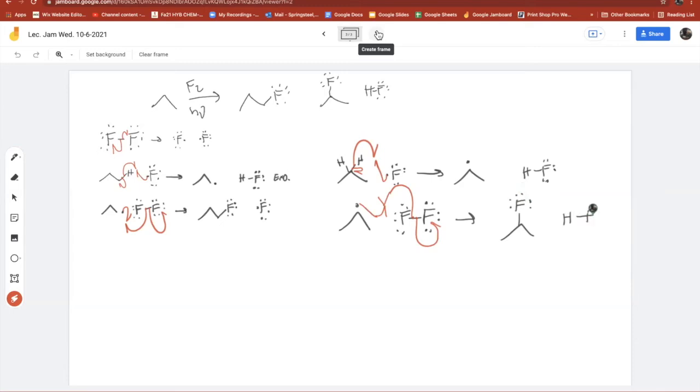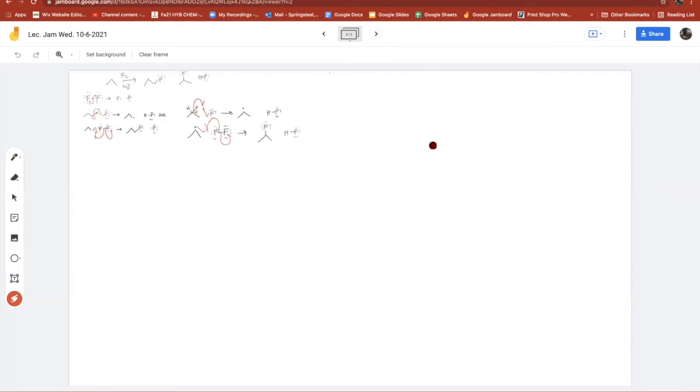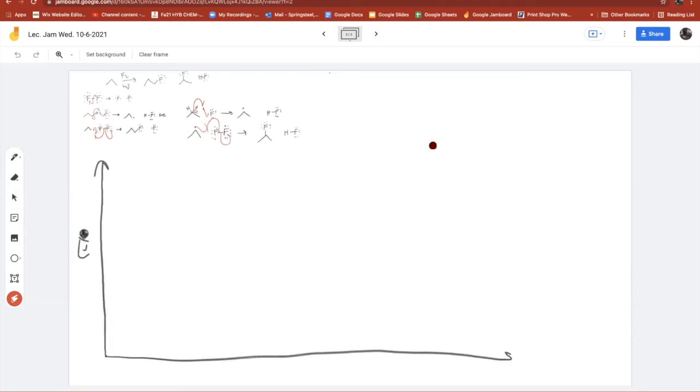All right, there we go. Done. So let me shrink this down and give me some room to do the reaction coordinate diagram. Is that too small? I think that's okay. All right, here we go. Energy, reaction coordinate. There we go.